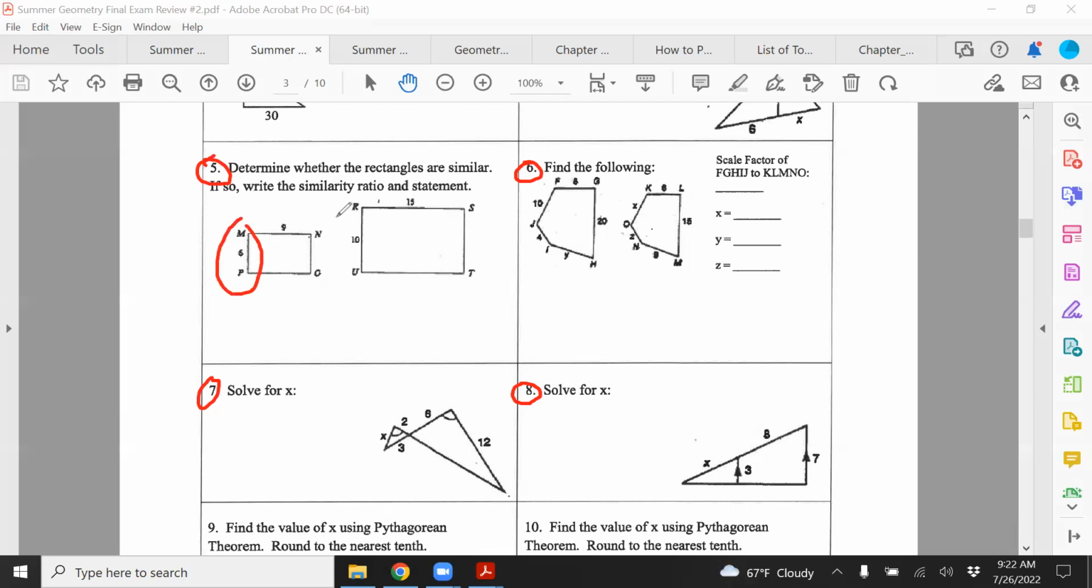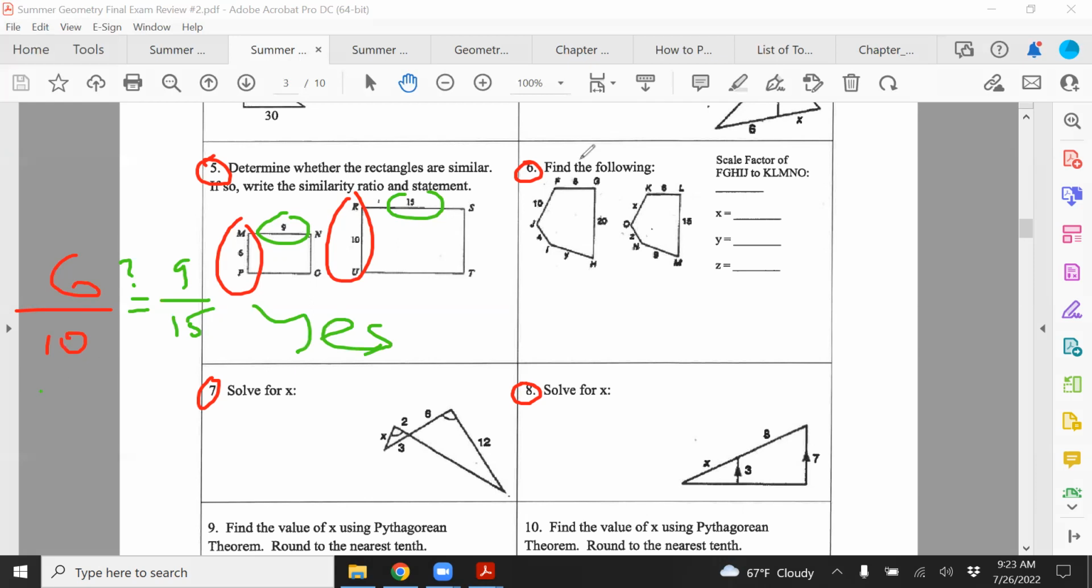Okay, so if you look at MP and RU, that's 6 to 10, obviously, right? And then let's circle with a different color. So are those the same? Are those two fractions the same? What does this reduce to? 6/10. 3/5. Does this also reduce to 3/5? Yep. Then they're similar, right? So the answer is yes, because they're both 3/5. So when you write your statement, you would say this: M, P, O, N.